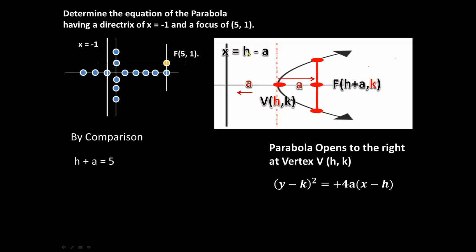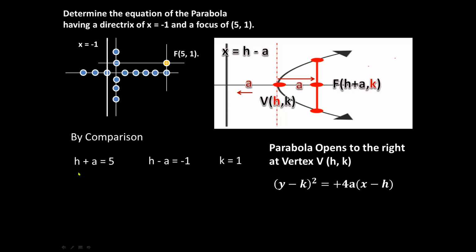Okay, let us move to the other one. H minus A ng X dito is also negative 1. And finally, K is equal to 1. Tama? Now, take a look: H plus A is equal to 5 and H minus A is equal to negative 1. We have actually 2 equations and 2 unknowns. Meaning, we have to deal with systems of linear equations.